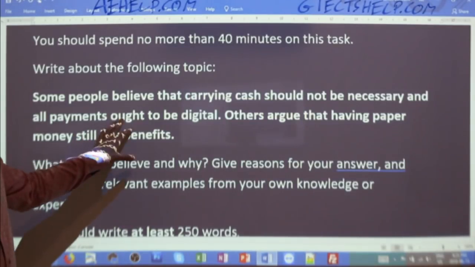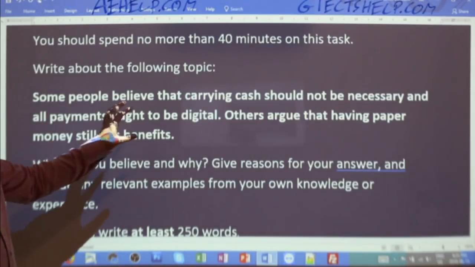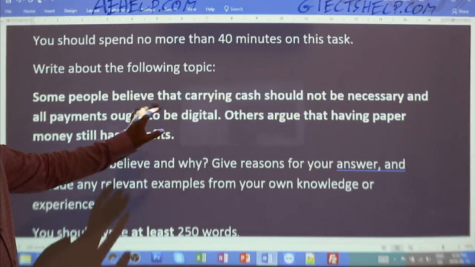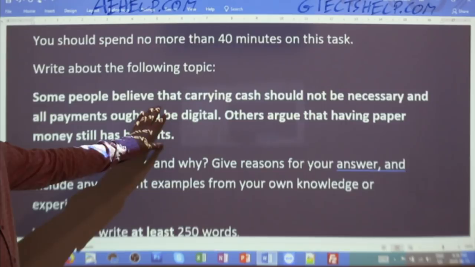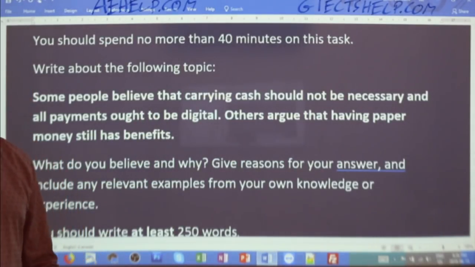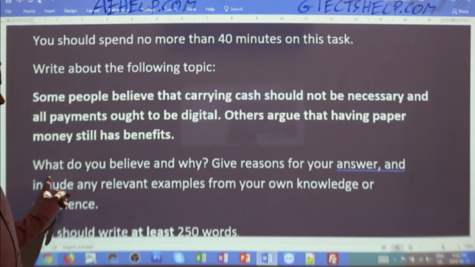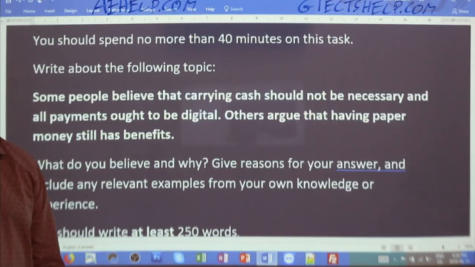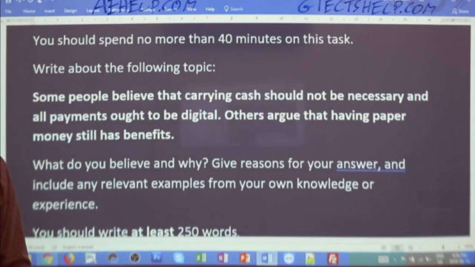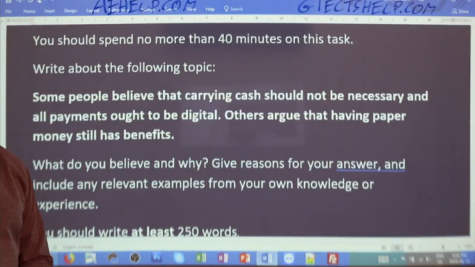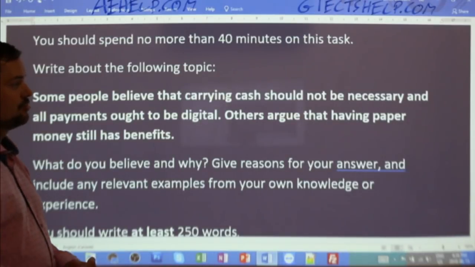So before we begin writing, it's a really good idea to make sure you understand the question. You want to paraphrase the question. We'll do that in a minute. Let's identify the topic. What is the topic of this question? This is not discuss both views. It means what do you believe and why. It's a different question. Be careful. Okay? The topic is not cash is necessary. What's the topic? If you can't identify the topic, you could be in trouble.